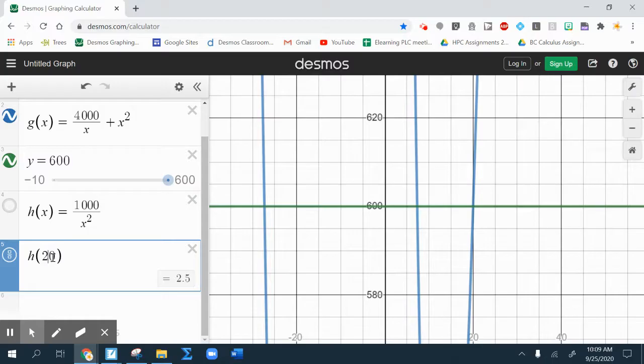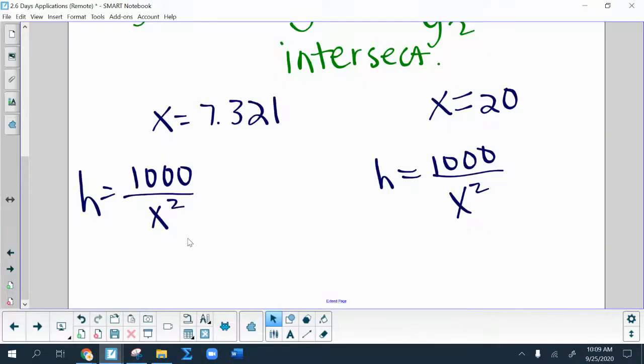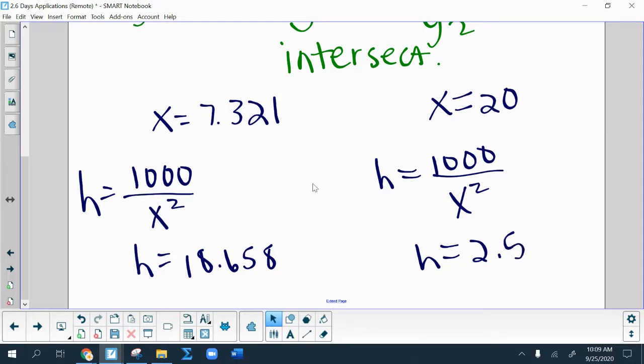And then I want that for 7.321. That is 18.658 approximately. So back here, this height is 18.658. And this height is 2.5. So this would be a very short box that's really wide and long, but short. This one would be significantly taller, so it'd be a tall box that is not very wide or long.